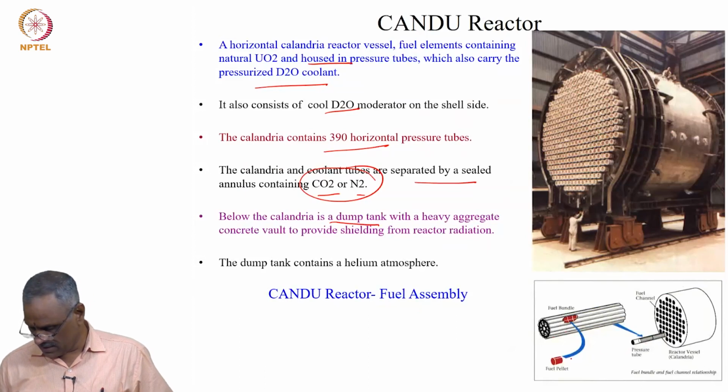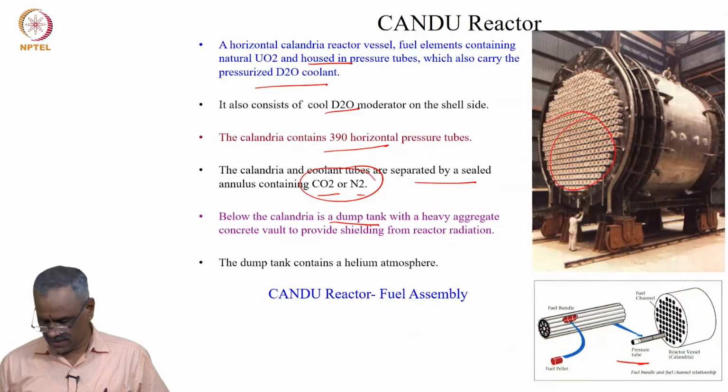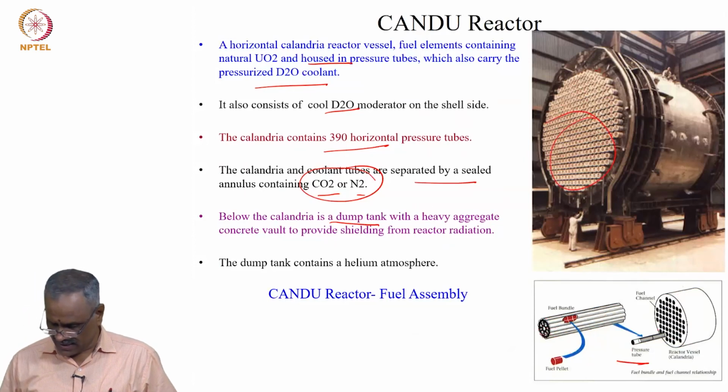The fuel bundle consists of fuel pellets, in a kind of circumferential loading. This is the pressure tube, and it is placed into the reactor here. You can see that it is radial. If you look at the top view, the tubes are placed circumferentially like that.